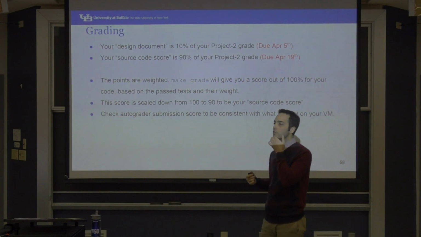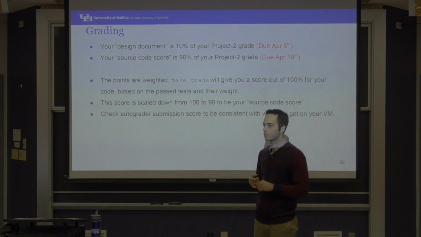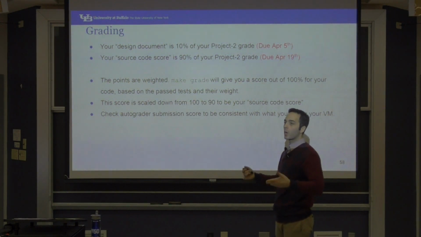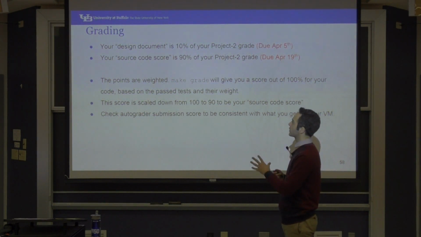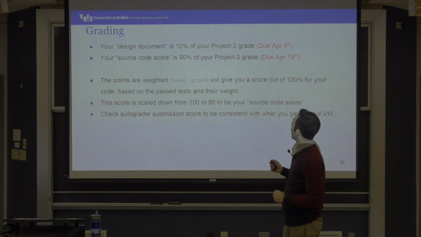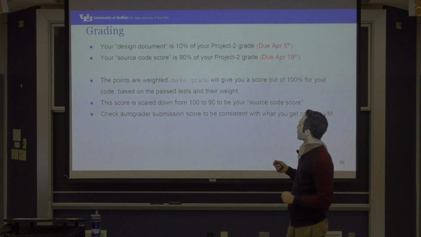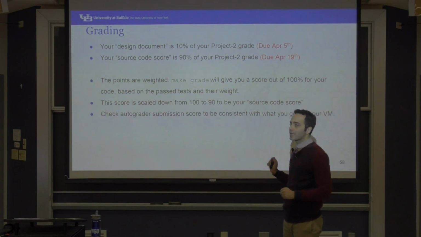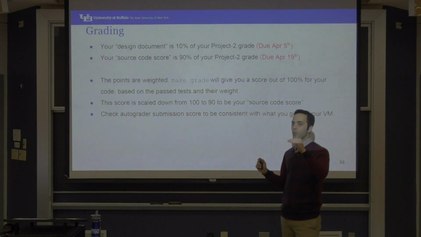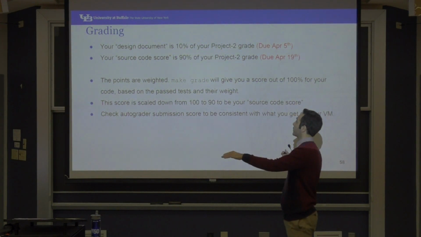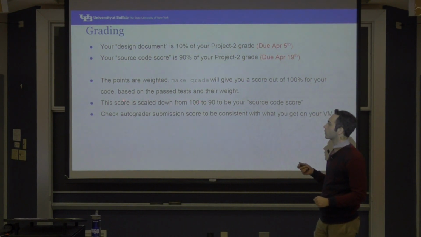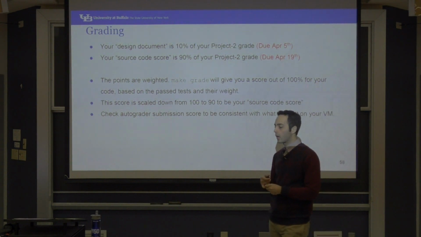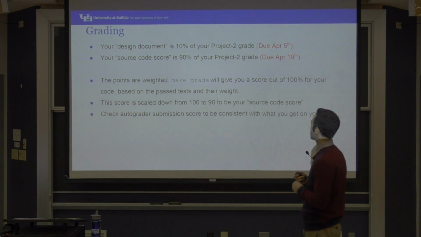But you can also start in the spring break thinking about, or at least reading the code and then understand how all the things that we have discussed work in the Pintos. So again, the make grade, whatever it gives you out of 100, will just be scaled down to 90%. So you can just make sure, whatever you get on the autograder, that's the same score that you get on your own machines.